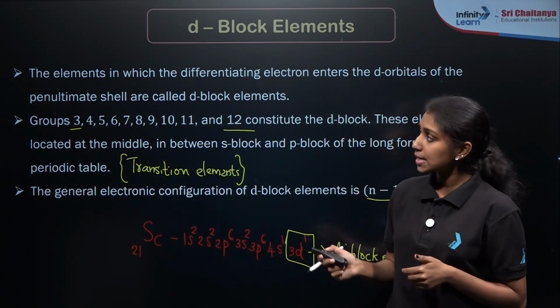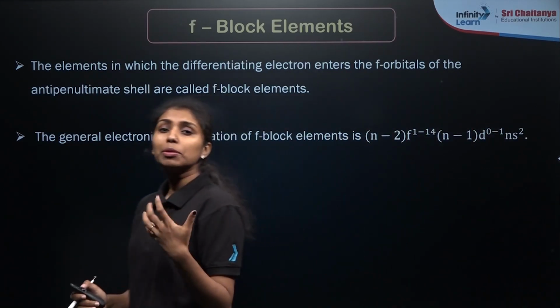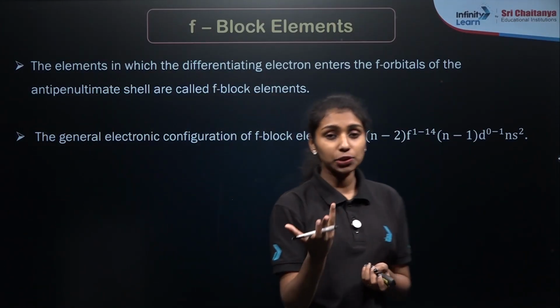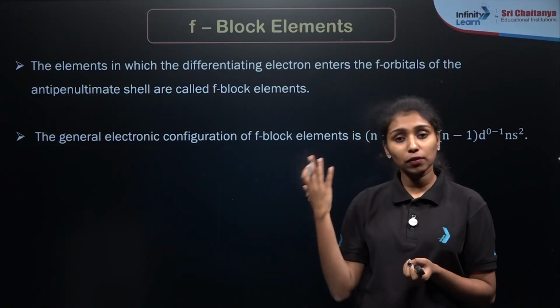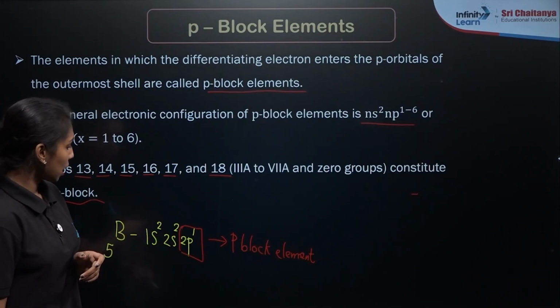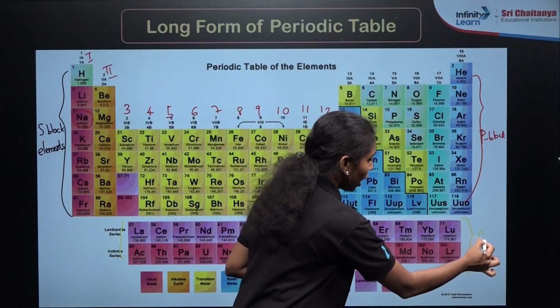Now we are moving to the last classification of elements in the periodic table, that is the f block elements. What do we mean by the f block elements? They are the elements in which the last electron is entering into the f subshell or f orbital of the valence shell. For example, from here to here, these two periods of elements are known as the f block elements.